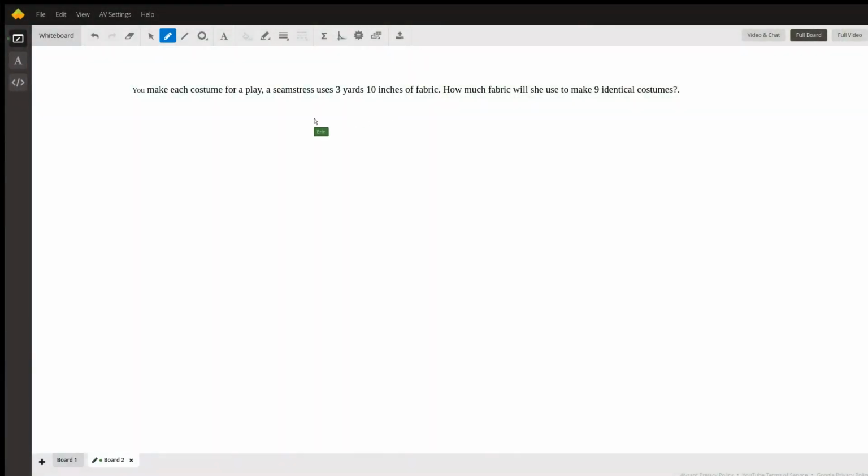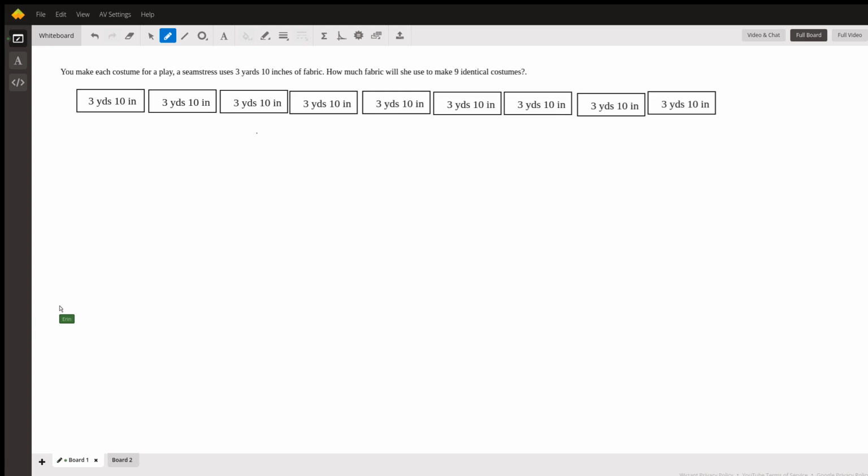Our question today says, you make each costume for a play. A seamstress uses 3 yards and 10 inches of fabric. How much fabric will she use to make 9 identical costumes? Okay, so on this board, I already drew out 9 different sets of fabric, and each piece is 3 yards and 10 inches.